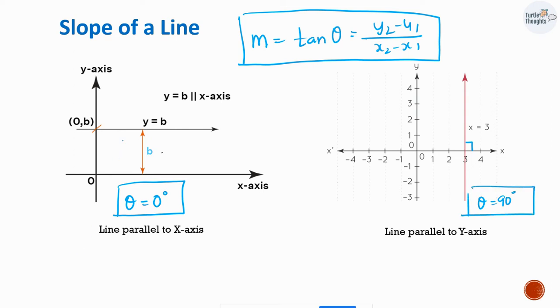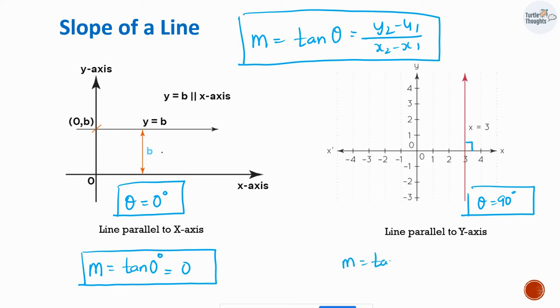So the slope of the line when any line is parallel to x-axis is given by m is equal to tan theta, in this case tan 0 degree, so tan 0 is going to be 0. So I can tell that the slope of a line which is parallel to x-axis is going to be equal to 0. Similarly, the slope of a line which is parallel to y-axis is m is equal to tan 90 degree. Tan 90 degree is not defined, or you can say it is infinity. So this is the slope of a line which is parallel to y-axis.